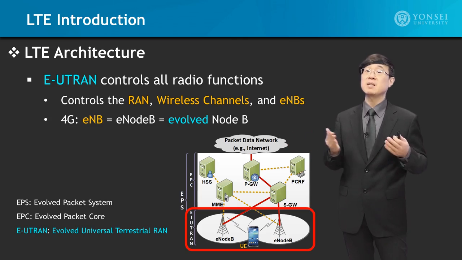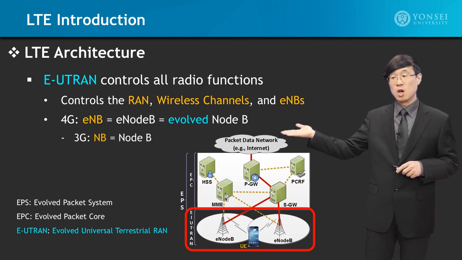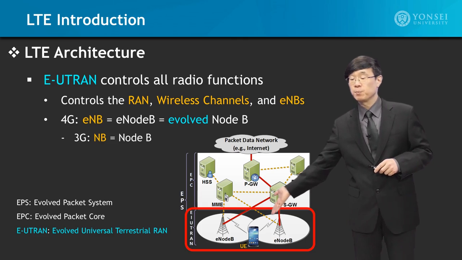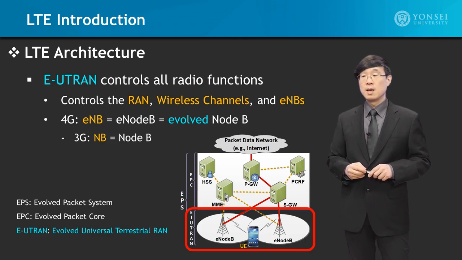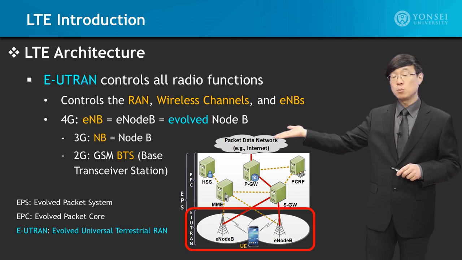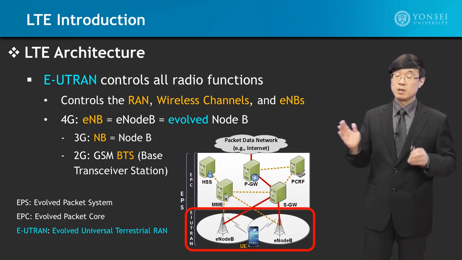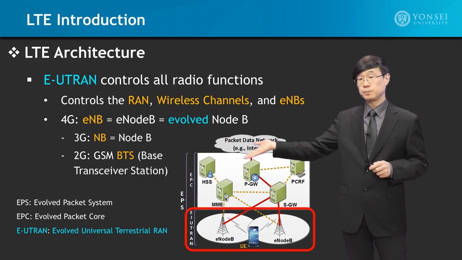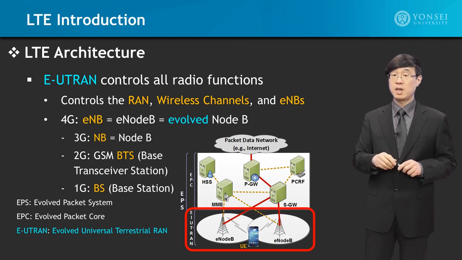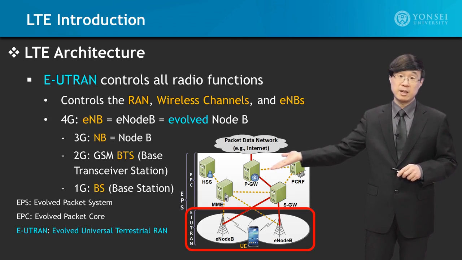Well, that means that there must have been a node B before. And yes, there is. In 3rd generation mobile communication, we call the base stations that you see right here node B. And for short, NB is what we use. Before that, in like 2nd generation mobile communication, like in GSM, they used BTS, base transceiver station. The transceiver is a combined word of transmitter and receiver into one word. Then in 1st generation communication, at the beginning, like in AMPS, the base stations were called just the base stations.